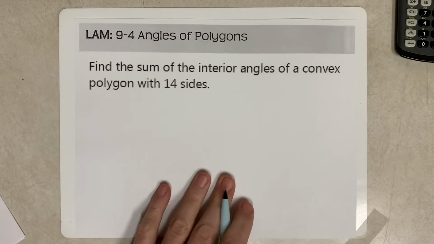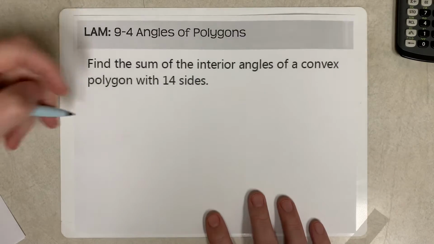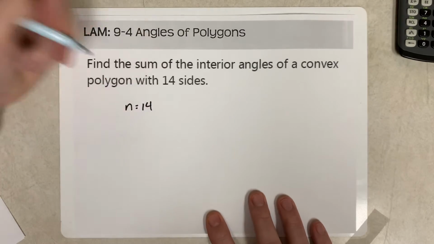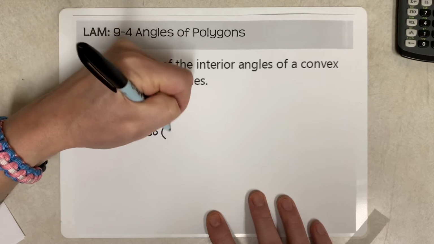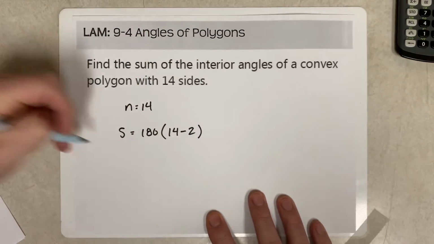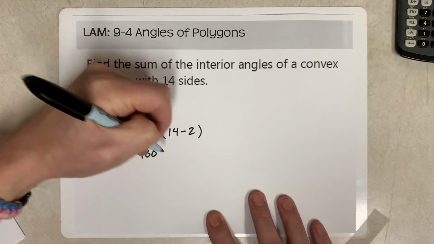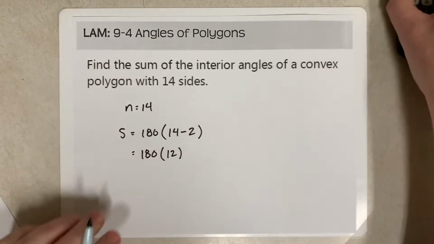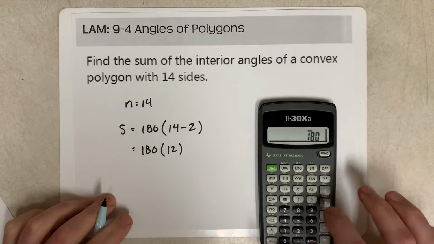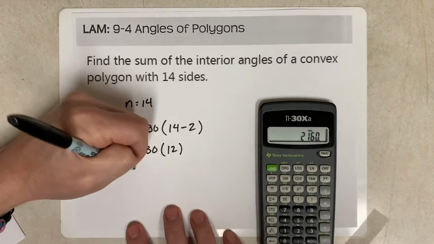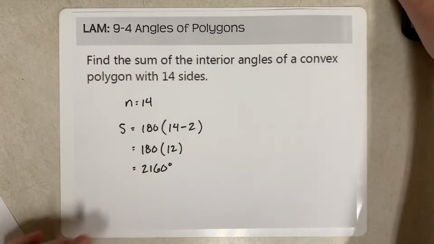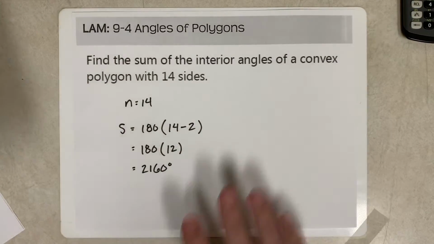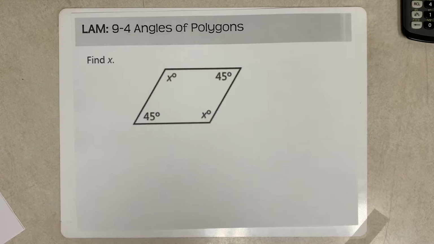All right, let's do one with 14. This time n is equal to 14. So the sum is equal to 180 times (14 minus 2). That's going to be 180 times 12, which is 2,160 degrees. Okay, so now we have some polygons and we're going to solve some problems with them.